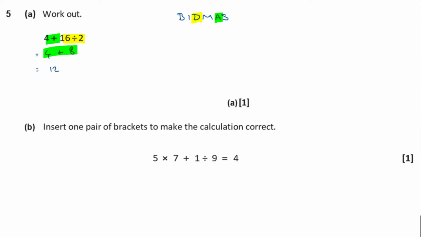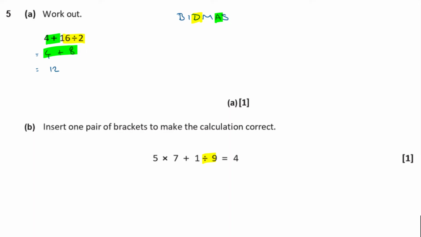The second one, insert one pair of brackets to make this calculation correct. Okay, so I'm aiming for 4. I'm looking at that divide by 9 on the end. So if I'm going to divide by 9 and get a nice number, then the thing that I need to divide has got to be a multiple of 9. So 1 by itself is not a multiple of 9. If I add 7 to it, I'm going to get 8. And even if I times that by 5, it's not going to be a multiple of 9.